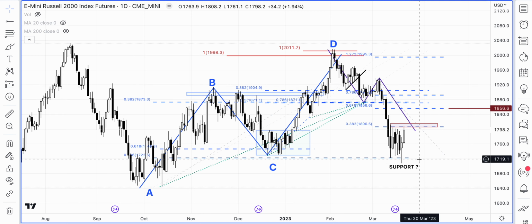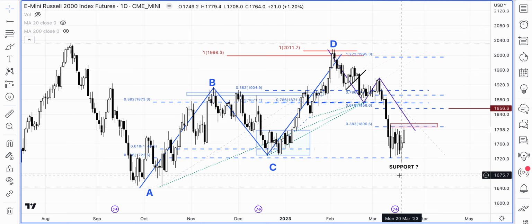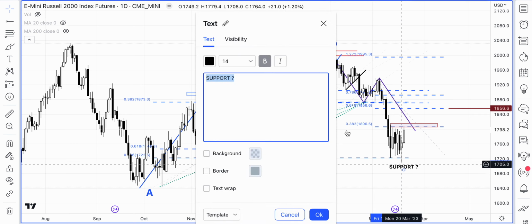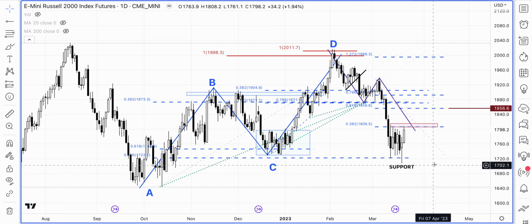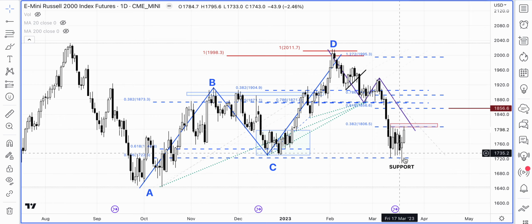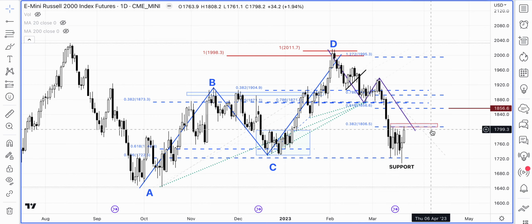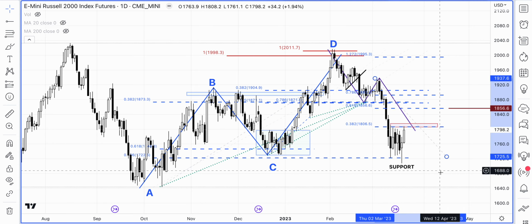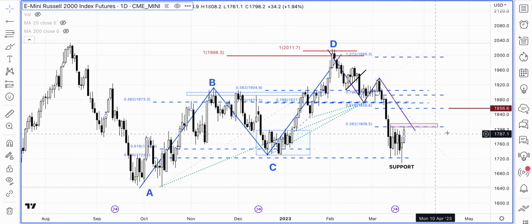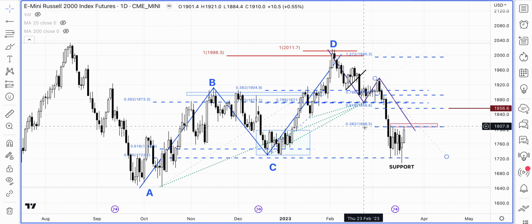So here again, what we were watching for was this 1720 level as a possible good support, and that's why we had support and question mark written there. I'm going to remove the question mark because it has held for these many days, so it is a good support level. And we were then watching for this 1806 level, which was the 38.2% Fibonacci retracement of this swing right here. And that's what the market has done, gone right into it.